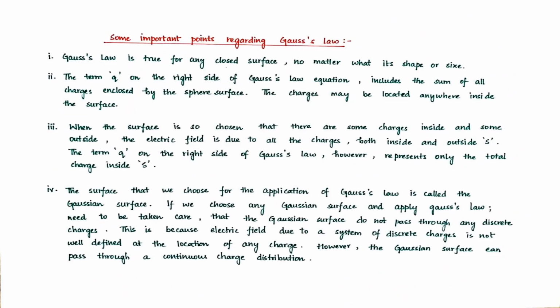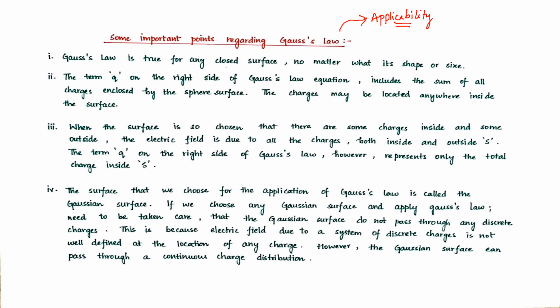Some important points regarding Gauss's law. While reading Gauss's law, it is very important to know its applicability: where it is applicable and why, and where it is not applicable and why not. The applications and applicability of a law are very important to know. So these important points are all about Gauss's law.